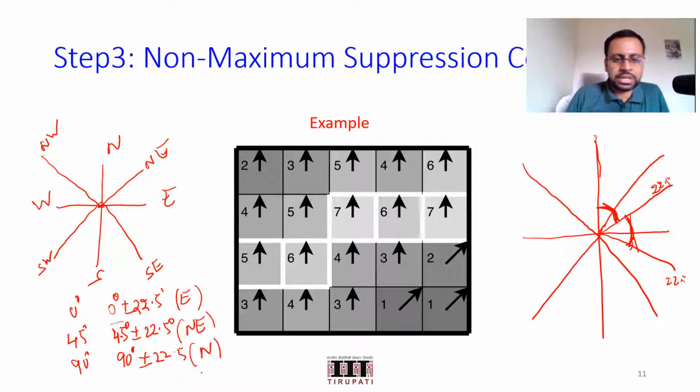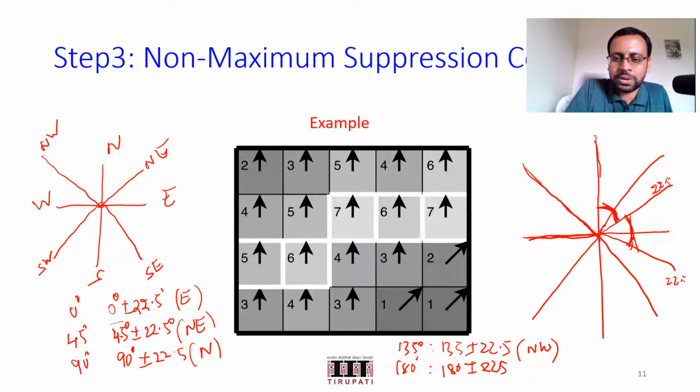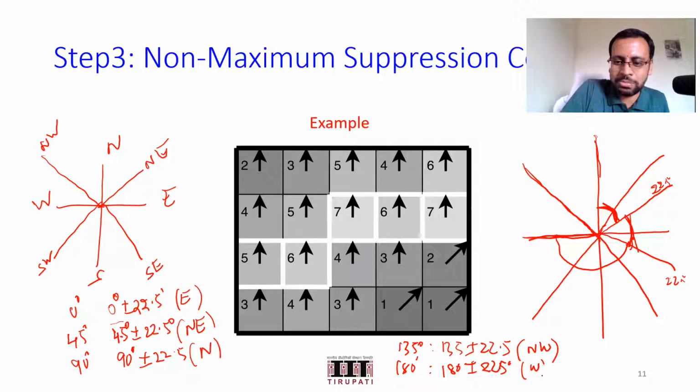That's my north. Maybe I'll write a few more here. How much is this angle? 90 plus 45, 135 degrees. So 135 degrees is 135 plus or minus 22.5. That will be my northwest. Similarly here, now you would understand why I'm switching between 0 to 360, because this makes it easier to write. 180 degrees is 180 plus or minus 22.5 degrees. If it is minus here, you just figure out what offset you need to apply, and then you bring it to 0 to 360 degrees. A very simple thing. That will become your west.